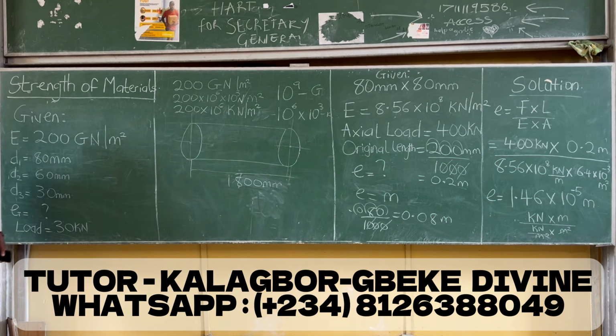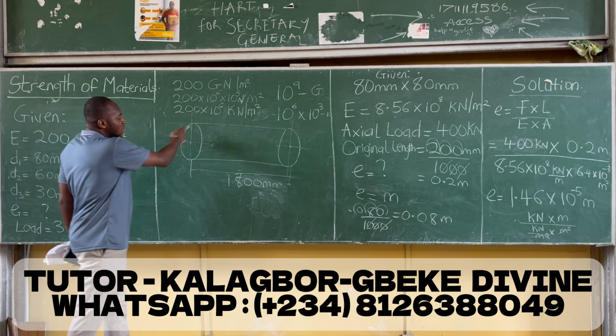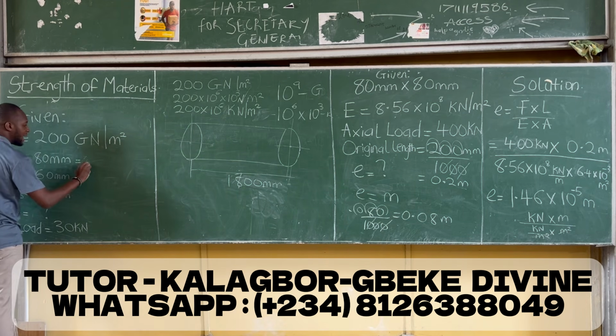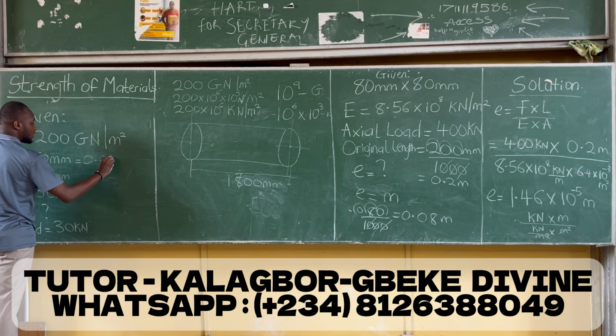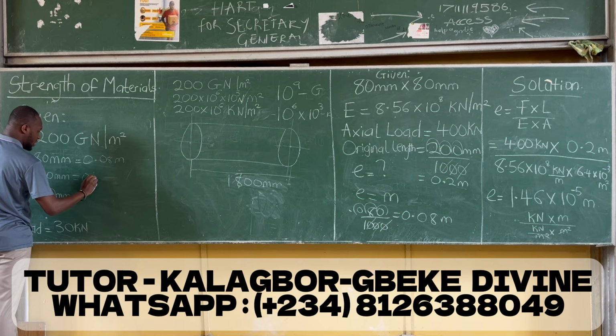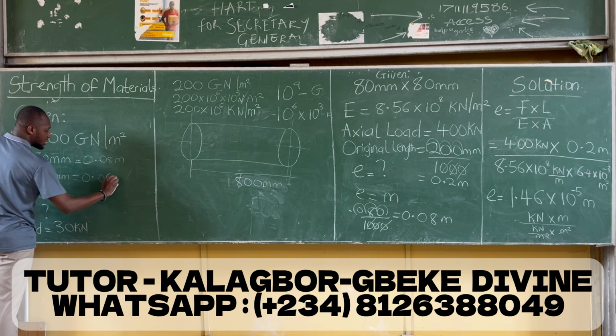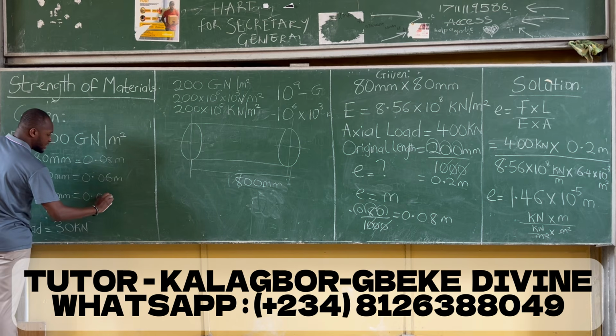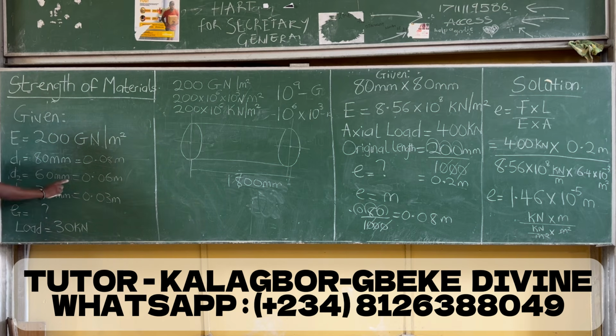Who doesn't understand? Let me recap. Do you understand what I just did there? Alright, very good. So we have converted this one now. These ones now, we divide them by 1,000. So we have 0.08 meters. We have 0.06 meters. We have 0.03 meters. You know I'm converting it?